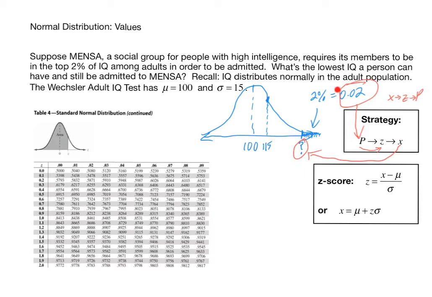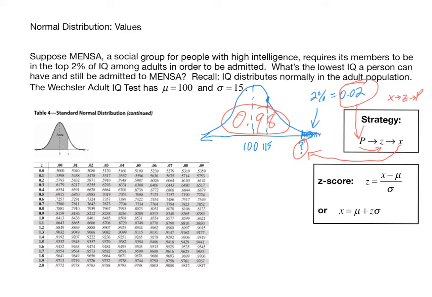We need to have an area of 0.02, but we need the area to be 0.02 to the right. So since our table has area to the left, we need to convert this to a problem with area to the left. This raw data value has 0.02 of the area to the right. So how much does it have to the left? Well, that would be the rest. If 0.02 is to the right, then 0.98 is to the left, since the total has to be 1. So this area 0.98 is what I'm going to look up in my table.